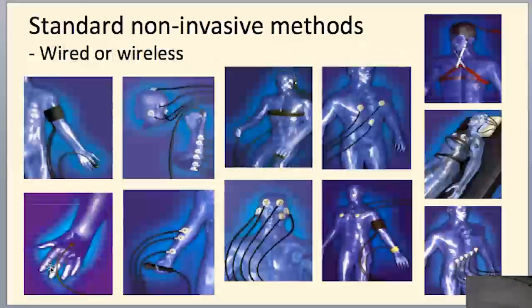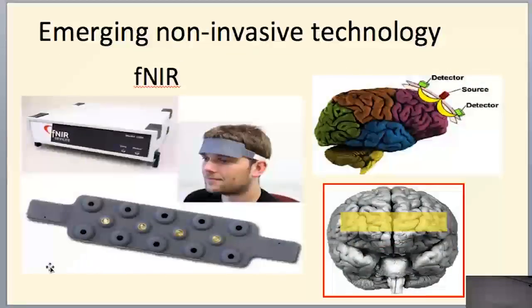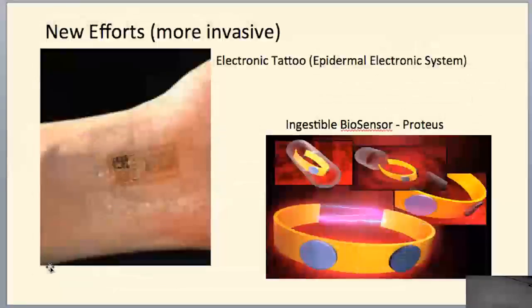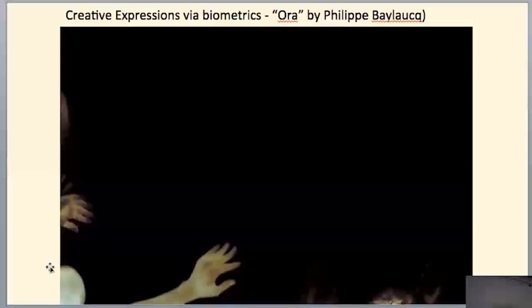So how to get this data? These are some ways: wired connections, wireless and logging connections, functional near-infrared imaging, and then new work out of MIT, vital radio and Eulerian imaging, to get this kind of data non-contact. And then there's work by Philippe Baluc, Aura, which is lovely, which I won't show you, which is thermal imaging of people. And finally, something I'm not sure you can see there because Antonio touched on this, the idea of dance and how physiological expression can be used to surround the dancer with the dancer's own movement, but reflected as sound. So anyway, thank you.